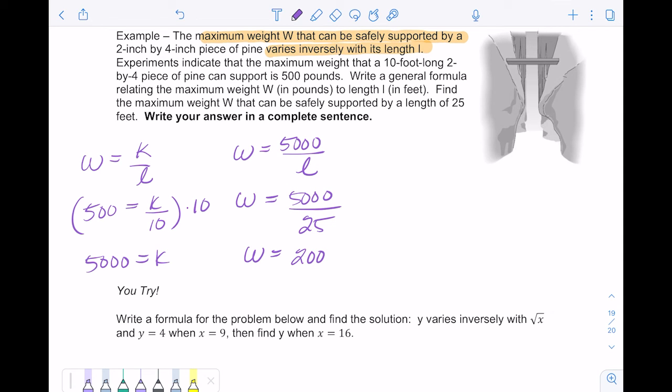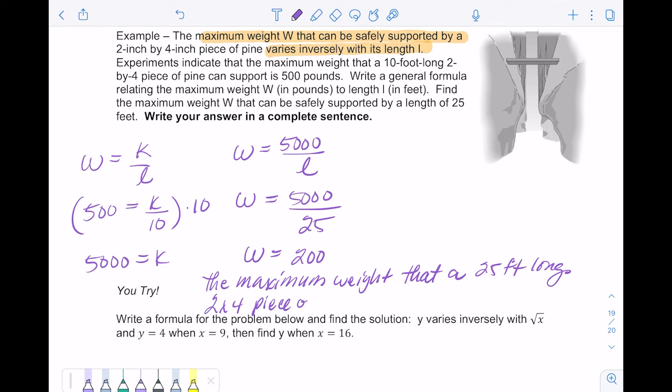So, in words, the maximum weight that a 25-foot long 2x4 piece of pine can support is 200 pounds.